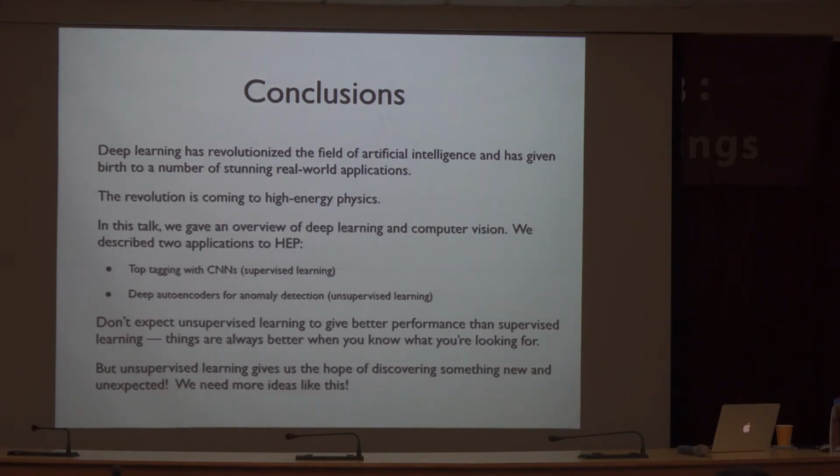And just as a final point, you could ask how well does the unsupervised learning do relative to the top tagger I talked about here. This is much, much worse. And that's not a negative thing. You can't expect unsupervised learning to give you better performance than supervised learning. Things are always better when you know what you're looking for. But the promise of something like the autoencoder is that it gives us the hope of discovering something new and something surprising. And I think we all need more ideas like that for how to look for the unexpected. Okay, thanks.